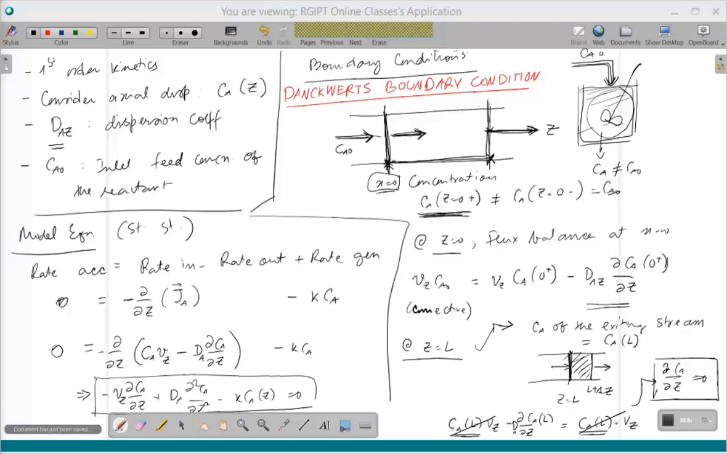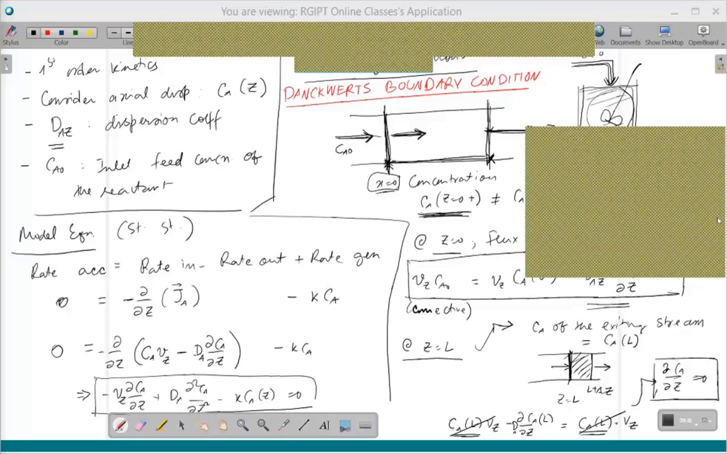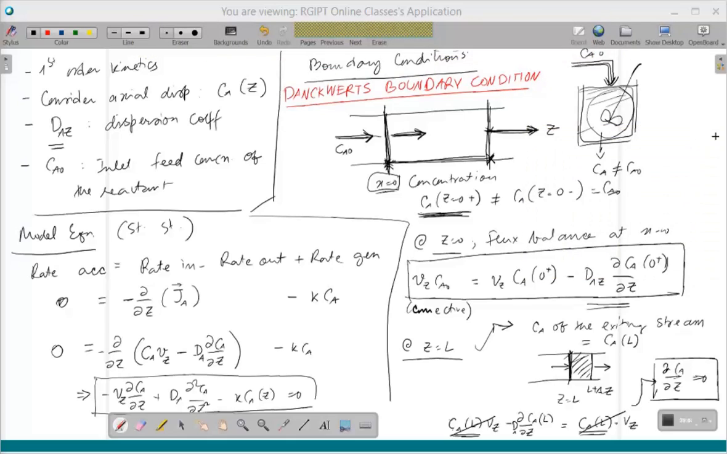These are the two boundary conditions I'm going to get. I hope this is clear. I think this is very important for you to understand, especially the use of this Danckwerts boundary condition. Any question on that?